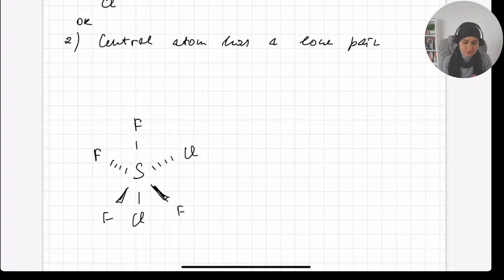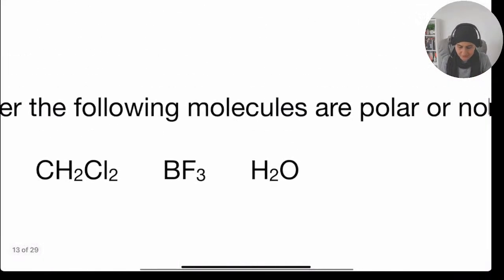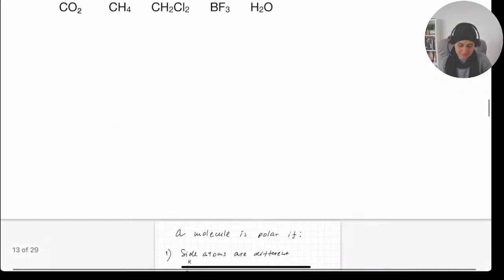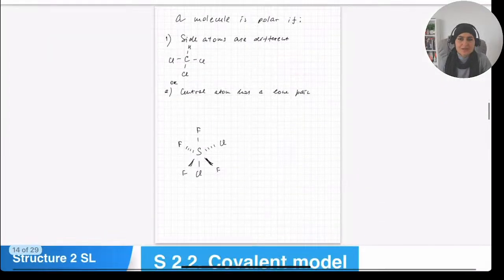The best way is to rely on the official explanation, which is here. As long as you can understand whether the dipoles cancel or do not cancel, you'll be fine. But if you don't understand how to work with dipoles, then use this, but proceed with caution, okay? If you have nothing to lose, then use this. For SL, that's totally fine.